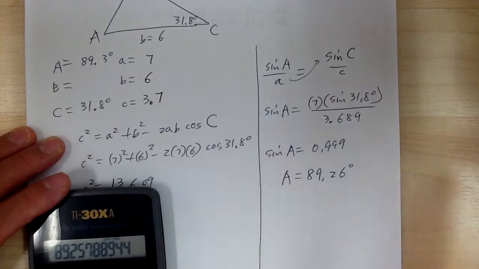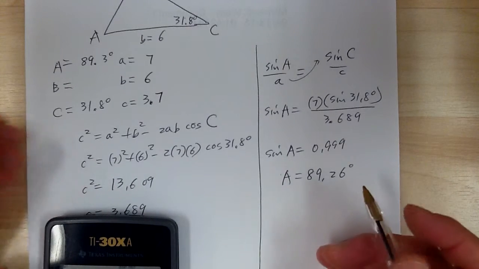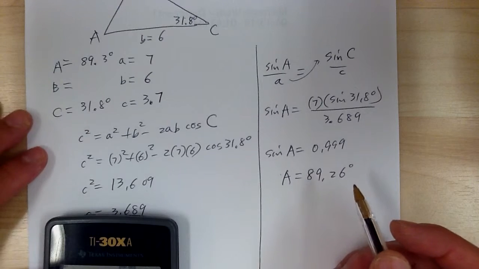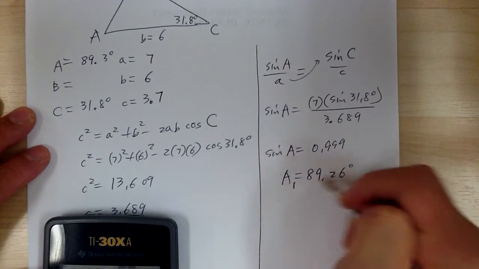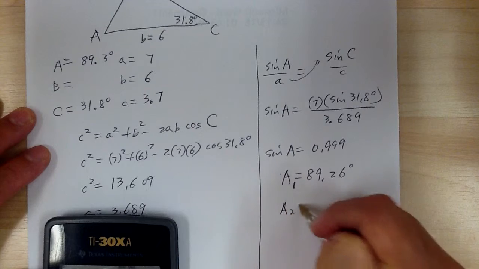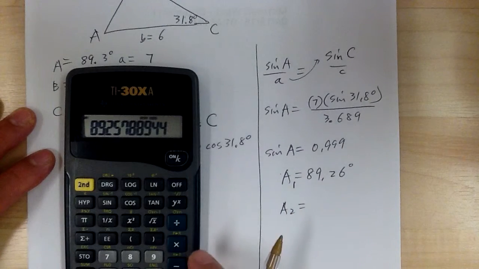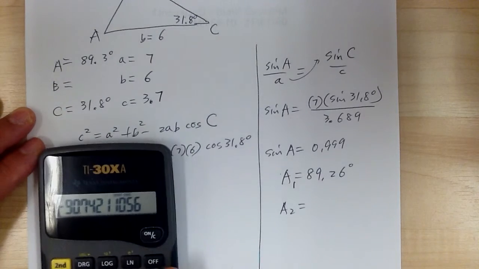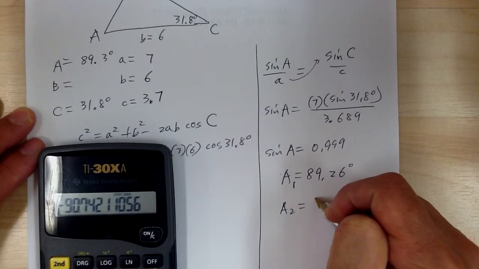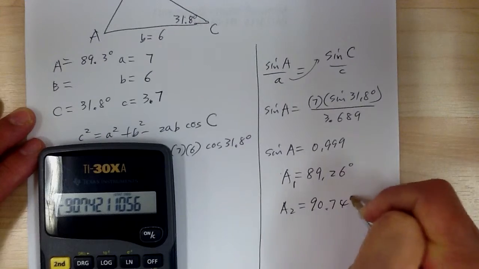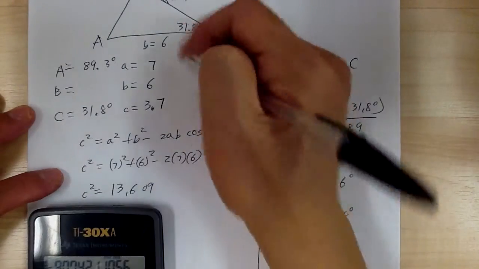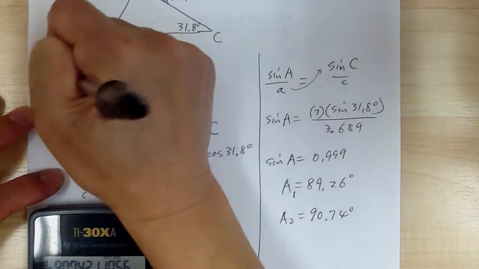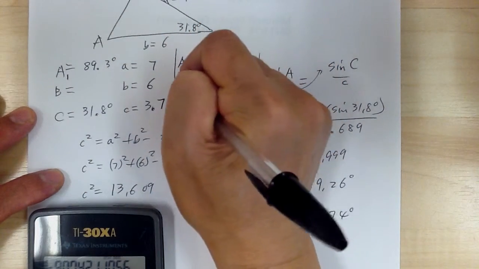Okay. Now you have to worry about this. In this case, you have to worry about the second case, right? Okay. So A1 is equal to that. So A2 is going to be 90.74 degrees. So that means you have to get your second set of possibilities over here. Okay? So this is your A1, so A2.